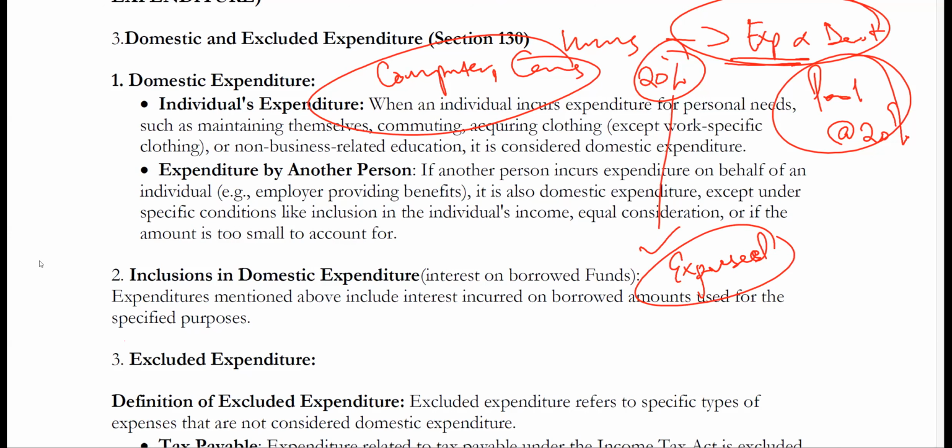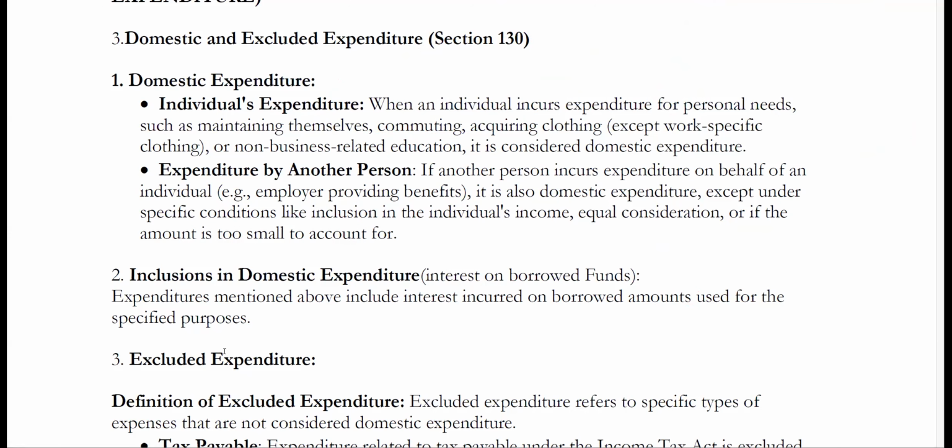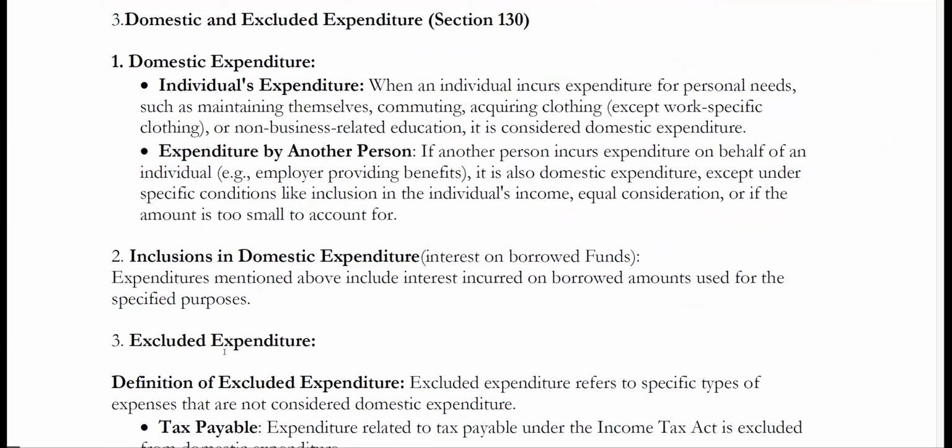Thank you. You're welcome. So let's look at domestic and excluded expenditure under section 130. These expenses are not allowed. So what is domestic expenditure? Domestic expenditure is your expenditure as an individual. When you incur expenditure for your personal needs, like maintaining yourself, buying clothes, or your house, except work-specific clothes that are required for you to work, which your employer may compensate you for or buy for you.